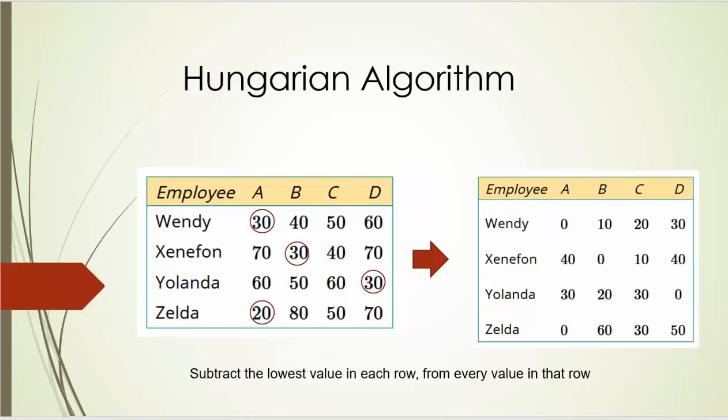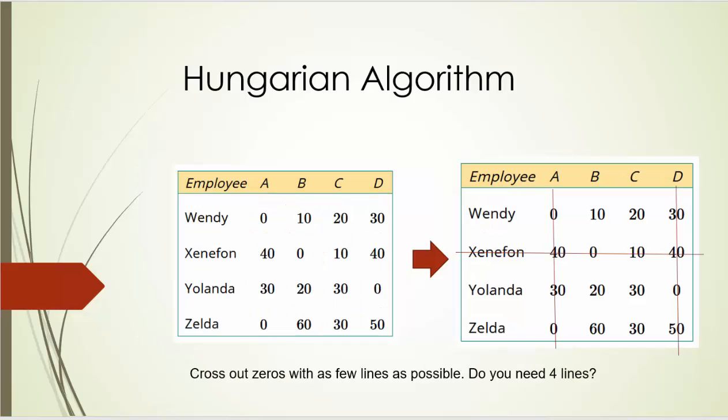So first step of the Hungarian algorithm, to reduce each item in each row by the smallest value in that row. That is the note that you should take for the first step. Subtract the lowest value in each row from every value in that row. Now remember that table on the right has now gone to the left. This is where we got to after step 1.